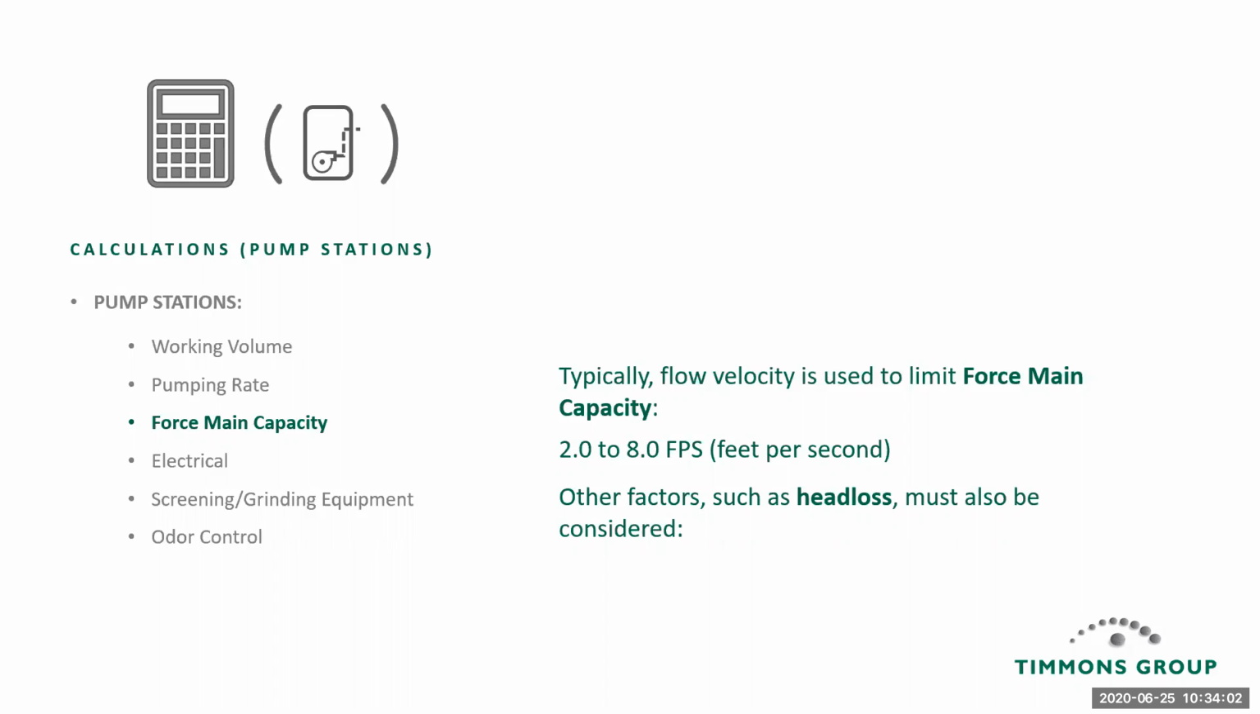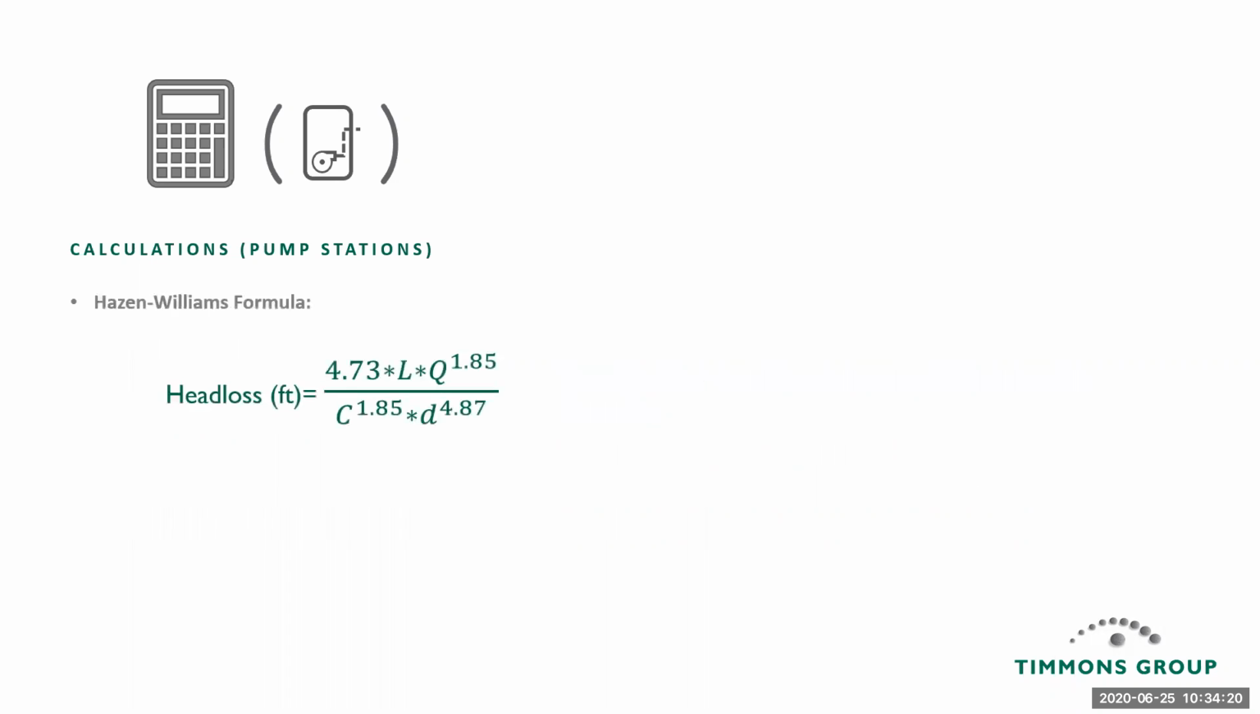Head loss is basically the amount of energy that is lost through a pipeline to move liquid at a certain flow rate. Because that's the energy that is lost, it also means that's the energy that must be put into the system to achieve that flow rate.